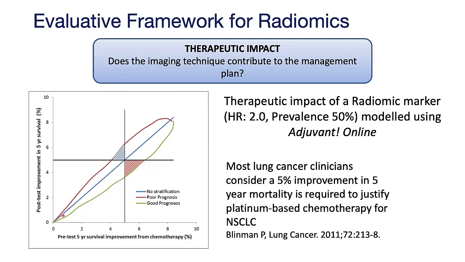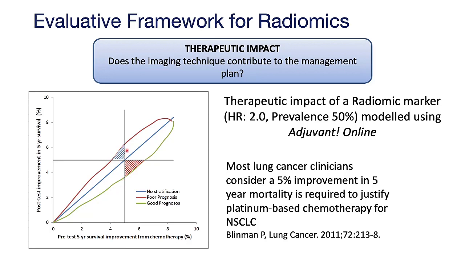Following, it shows you that if your 5-year pre-test survival is 4% after deployment of the biomarker, if you're in the good prognostic group, it's 3%. If you're in the poor prognostic group, it is just about 5%. So there is very little difference in deploying the biomarker. The therapeutic impact is zero, because in either case the patient wouldn't be considered to benefit sufficiently from chemotherapy.